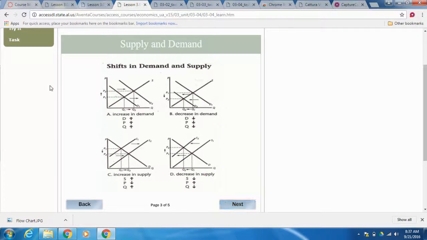Okay? When there's an increase in demand, price and quantity increase. Supply has stayed the same. Decrease in demand, price and quantity decrease. Supply stays the same. Increase in supply, price decreases, quantity increases. The demand is the same. Decrease in supply, price increases, quantity decreases. Demand stays the same.